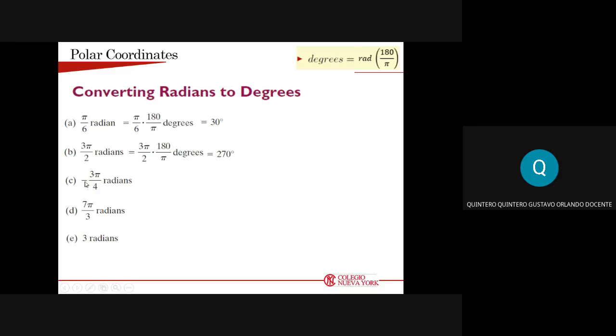Look, a negative amount of radians, a negative number here. The solution will be negative as well. Just put it instead of radians in our little formula and do the multiplications. Negative 135 degrees. At the beginning, the question was negative. The solution is negative as well.